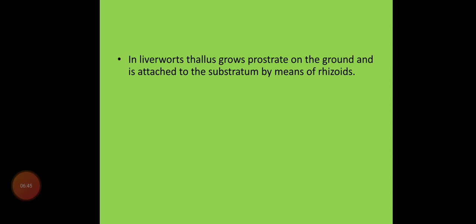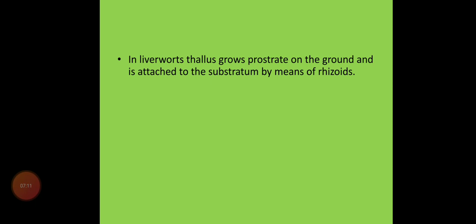They are attached to the substratum on the ground by means of rhizoids. These liverworts do not have any special root. What's the difference between the root and rhizoids? The rhizoids are the fixing organ, fixing the plant to the soil, but roots absorb water from the soil. Rhizoids fix the plant body into the soil.